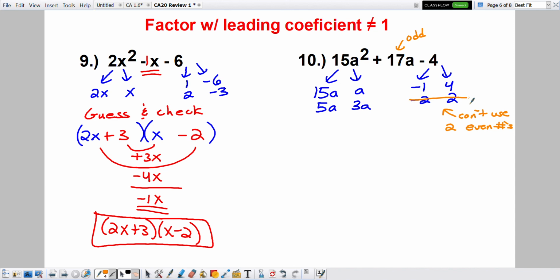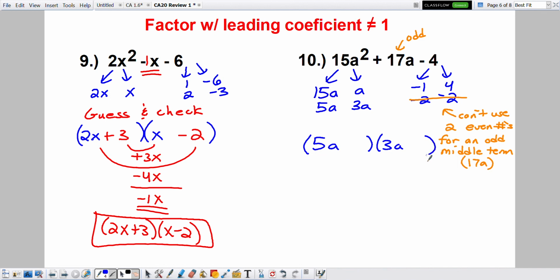So that actually helps you. 2 and 2 will not work because I'm not going to end up being able to get an odd number out of those. The middle term, which by the way was 17a. Okay. So, I know it's not 2 and negative 2. I think I covered up the negative sign. I know it has to be negative 1 and 4. So, let's go ahead and say it's that. I'm going to try the 5a and the 3a as my terms.